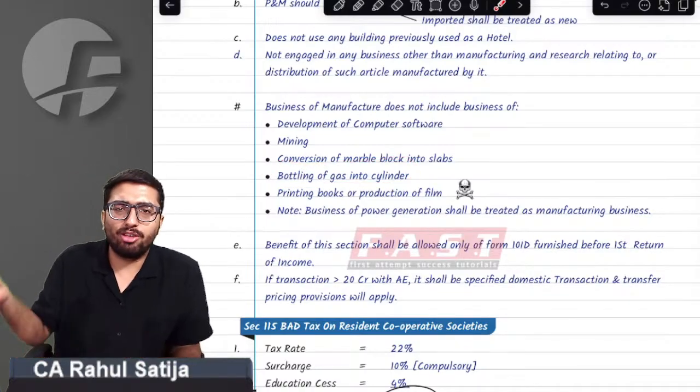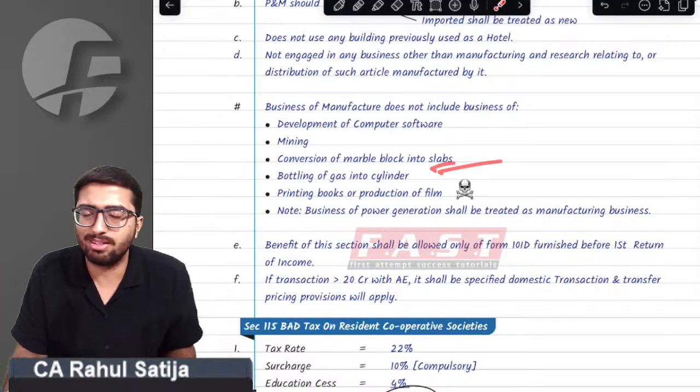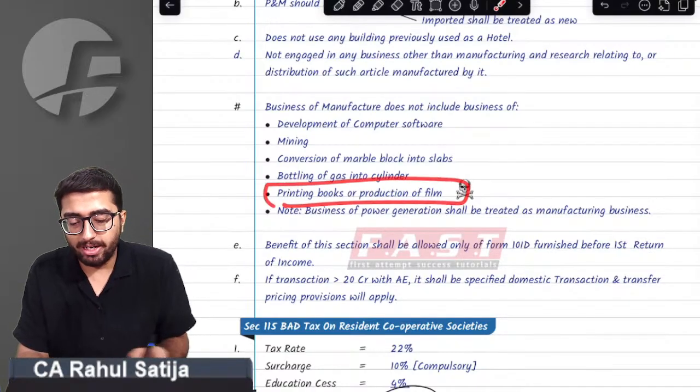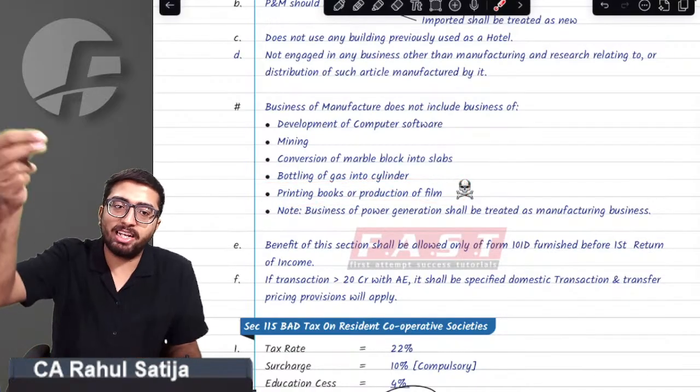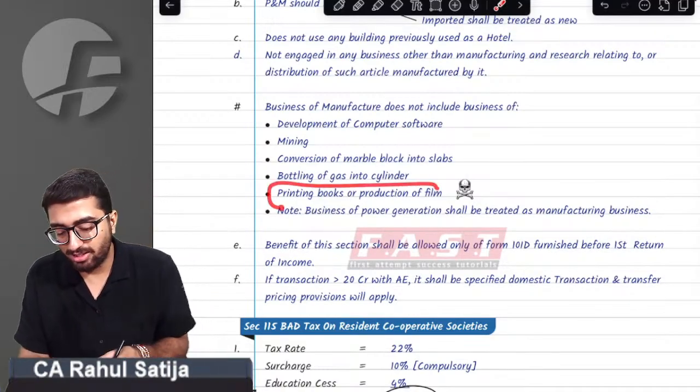Bottling of gas into cylinders. If you have natural gas and you are just bottling it into cylinders, is it manufacturing? The right answer is no. It is just packaging. If you are printing books, sir, it is not considered manufacturing, nor is production of films considered manufacturing.